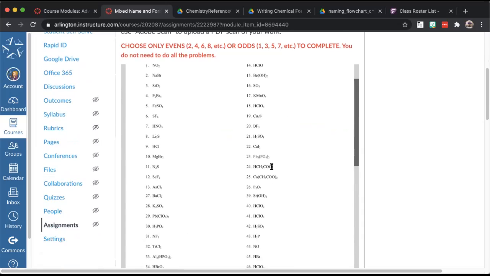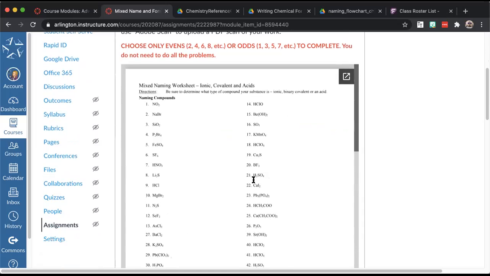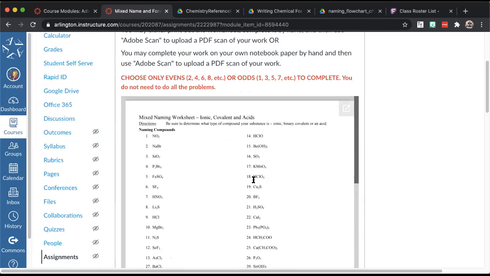And then I'm also going to look at number 24 because somebody had specifically asked about that one because that one's a little tricky. So what I'm going to do now is I'm going to switch over to my iPad so that I can write them out and we can work them out together.